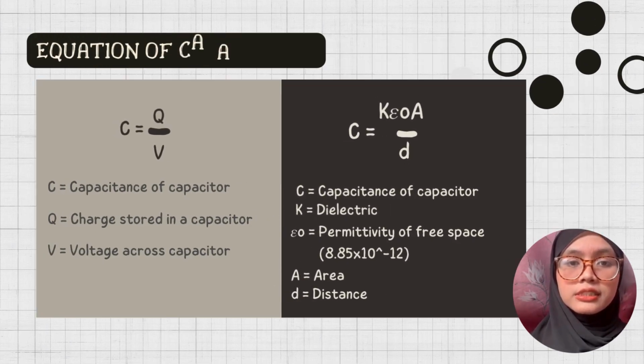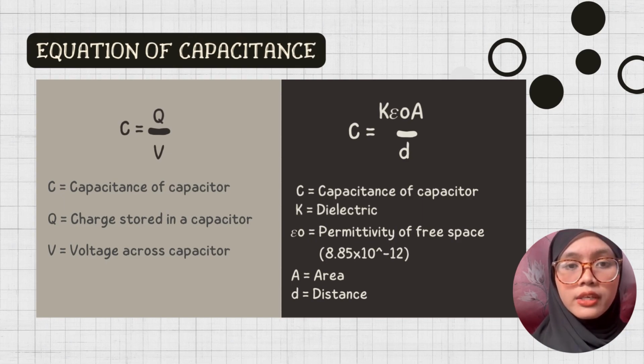So these are the equations of capacitance. We can rearrange them to get what the question wants. Number 1, C equals Q over V. C is the capacitance of the capacitor, Q is the charge stored in the capacitor, V is the voltage across the capacitor.